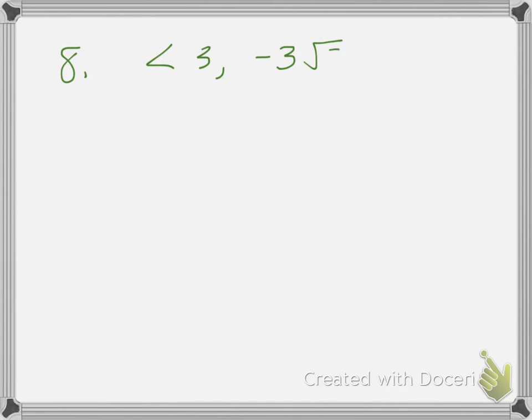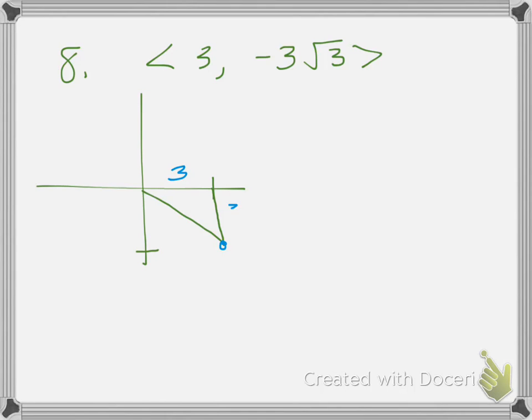Okay, here's another one. 3 and negative 3 square root of 3. So here's my little triangle. 3 square root of 3 is there. So I know that over 3 is that, and down 3 square root of 3 is that. My magnitude would be this distance here. So I would do the square root of 3 squared plus 3 square root of 3 squared.